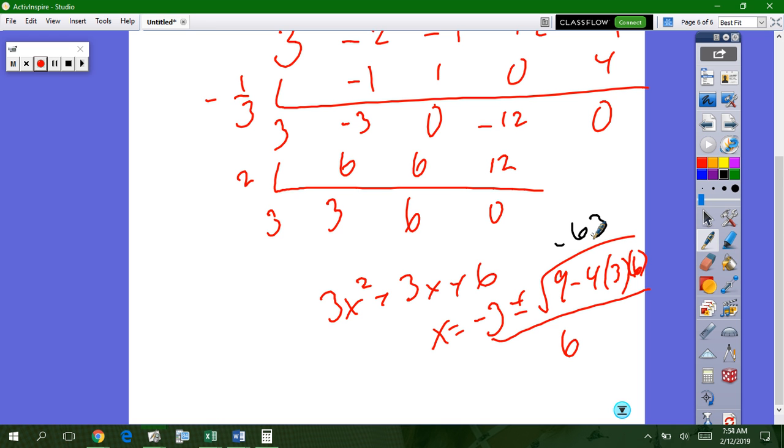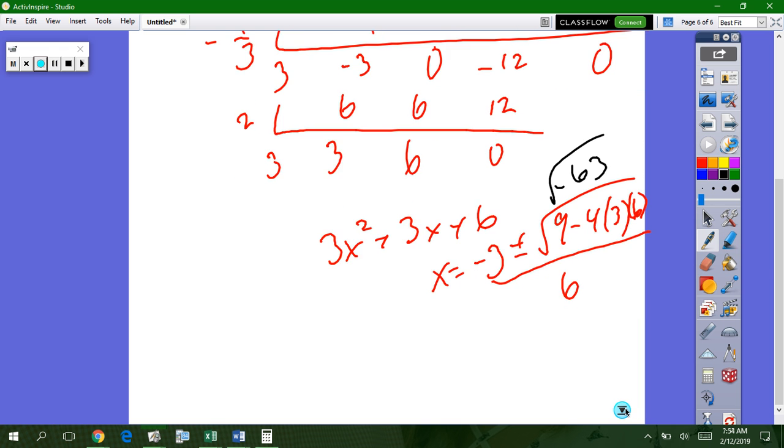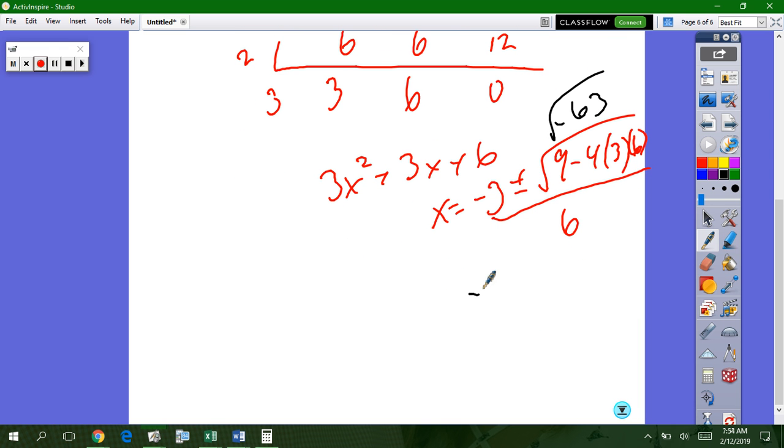-63. Everybody see how I got that? And if you don't know, that's -3 plus or minus 3i root 7 all over 6. How do I know it's 3i? Well, what's 63? 9 times 7. And what's the square root of 9? 3, but because it was negative, it's going to be an i, right?